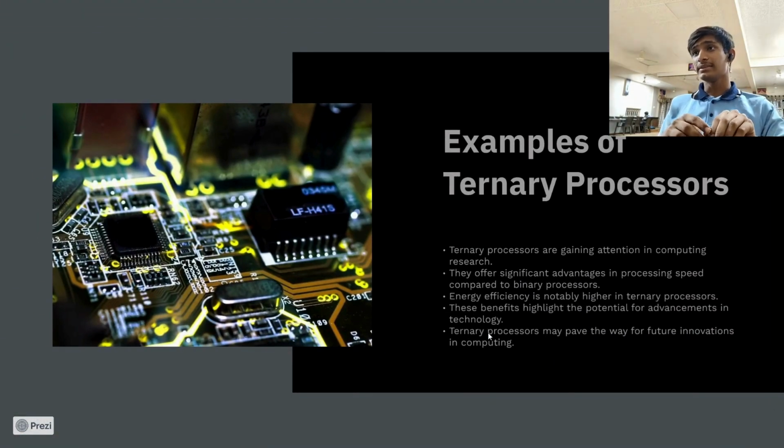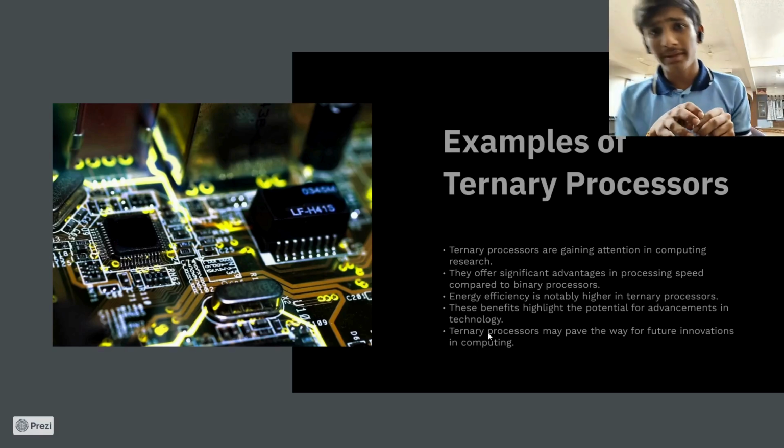Now let's see some examples of ternary processors. Ternary processors are gaining attention in computing research. They offer significant advantages in processing speed compared to binary processors. Energy efficiency is notably higher in ternary. These benefits highlight the potential of advancement in technology. Ternary processors may pave the way for future innovations in computing.